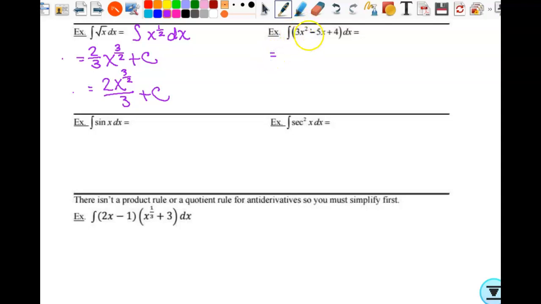So I take this first one, right? And it's 3x squared. That's going to be 3x cubed. And I divide by my new exponent, which is a 3, minus 5x to the what? Squared over 2 plus 4. So this is like 4x to the 0, so that just becomes 4x. And then you can't forget your plus c.